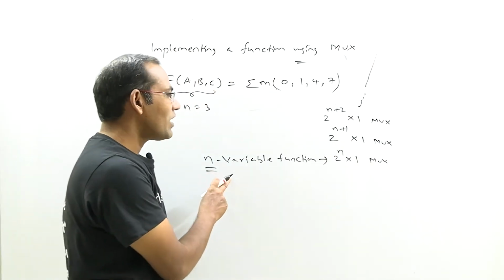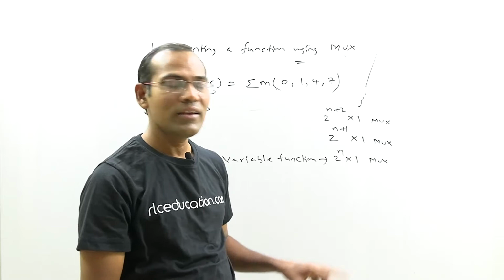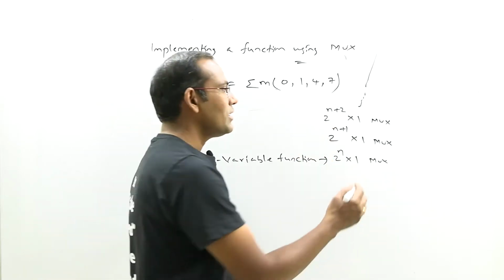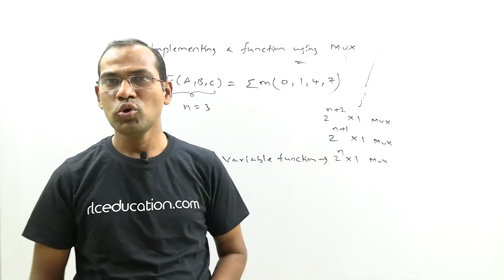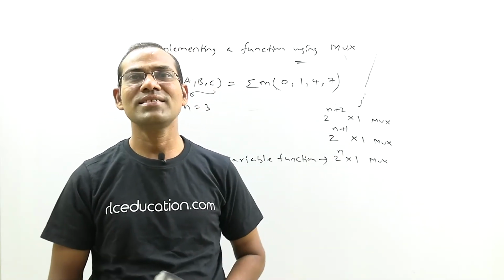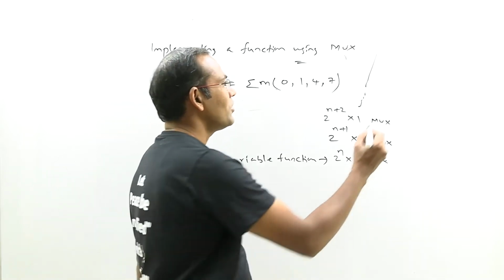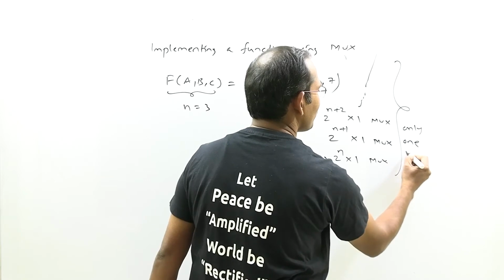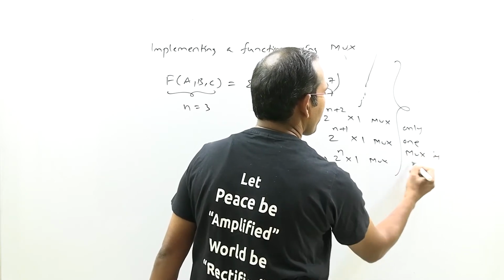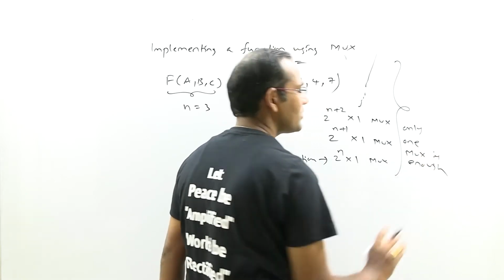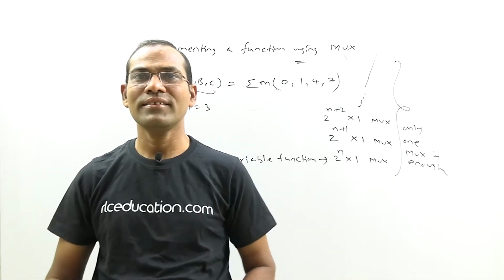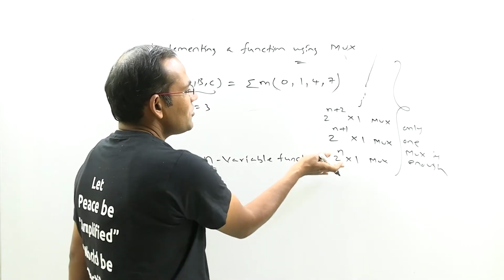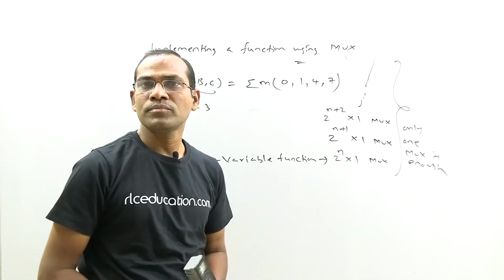Whenever an n variable function is implemented by using this one or this one or this one, just that mux is enough. No extra gates are needed. Just that mux is enough. So only one mux is enough. No extra gates, nothing. That's about implementation by using these types of multiplexers.